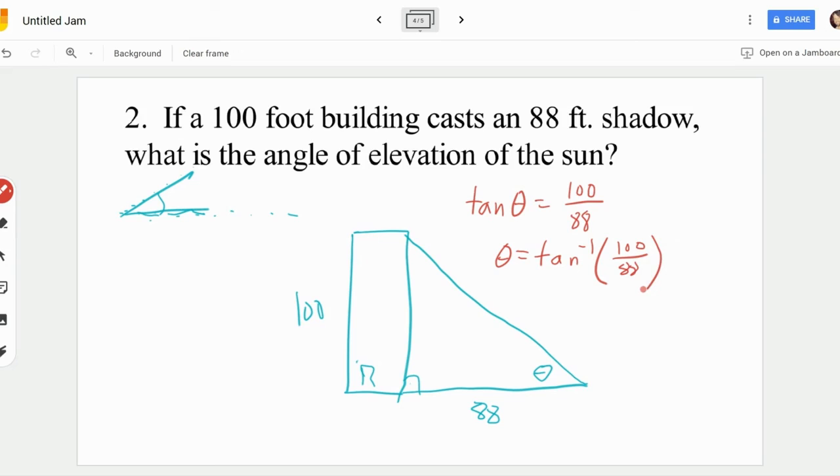So again, the only tricky part here is just making sure we can set up everything right. And my pictures are great, so have fun with that. I got theta to be, I'm going to say about 49 degrees. It's 48.65 or something. 49 degrees. So that would be the angle of elevation of the sun.